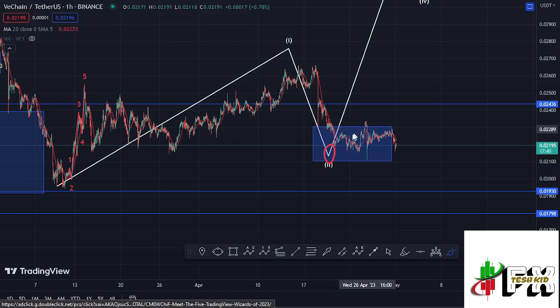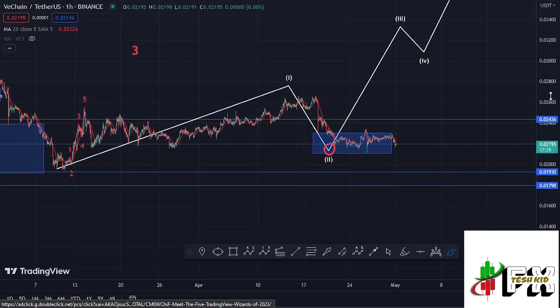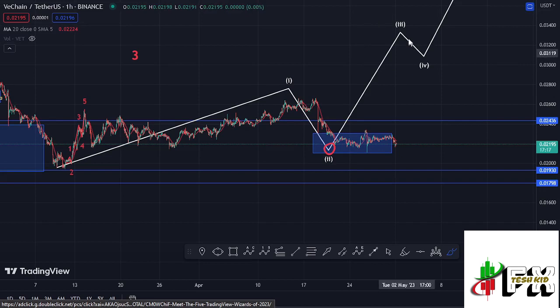And all this is playing out after we fully peaked in the formation of that first wave in a move that gave us a high at around the $0.02662 mark before we started a corrective structure in the formation of this wave 2. And once the low for this second wave is in, there are high chances that we are going to see that massive run up to the upside in the formation of this wave 3.